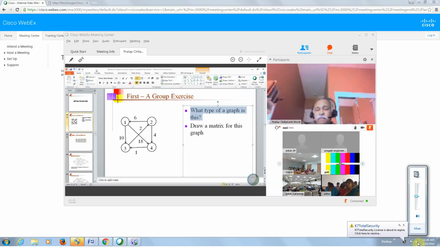Okay. Now, what I want you to do is, I just said draw a matrix for a graph. I did not specify what type of matrix. I didn't say anything. All I said was draw a matrix for this graph. How would you represent that graph in a matrix? That is what the exercise is. Understood? Okay. Ready, set, go. 10 minutes starts now.